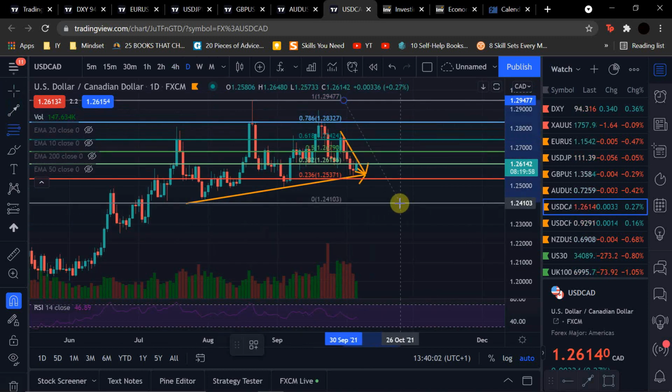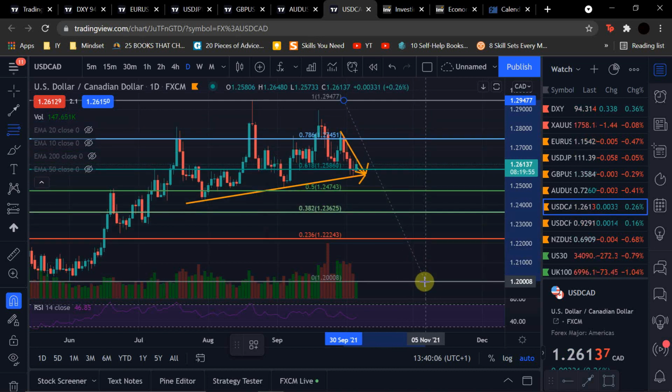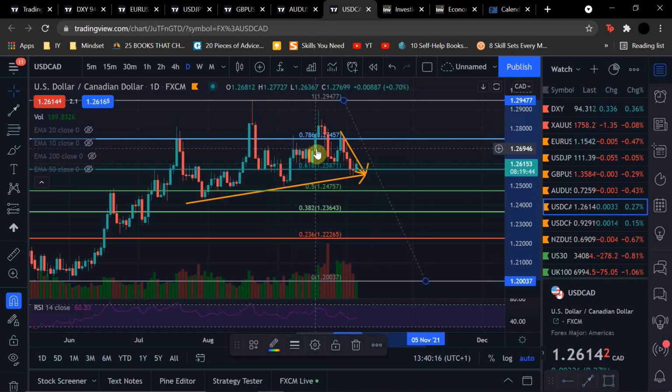USD CAD is such a weird pair. Okay, it's not even reacting to any of the fib levels I put. I mean, it is just a little bit. Maybe one, two. Cool. Okay. I think I found something.